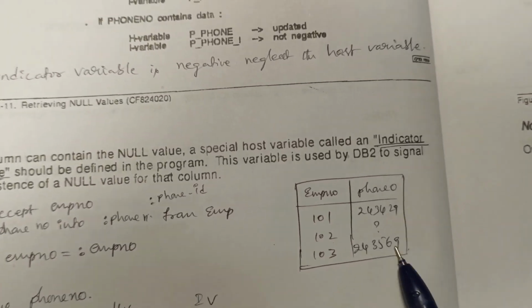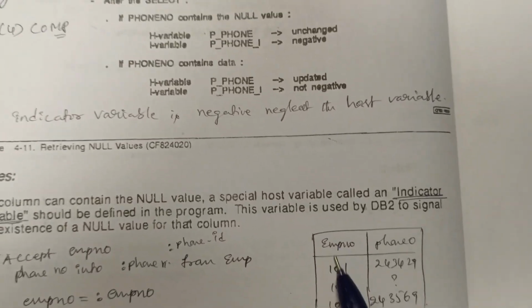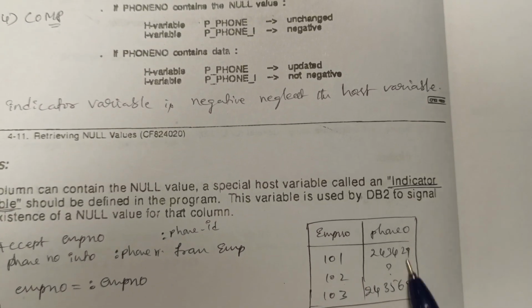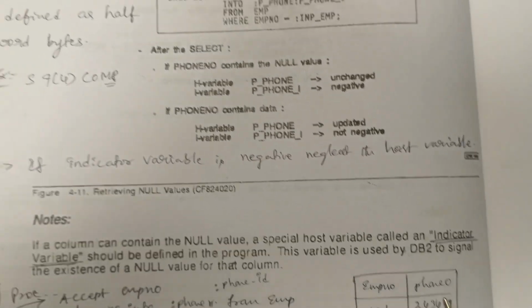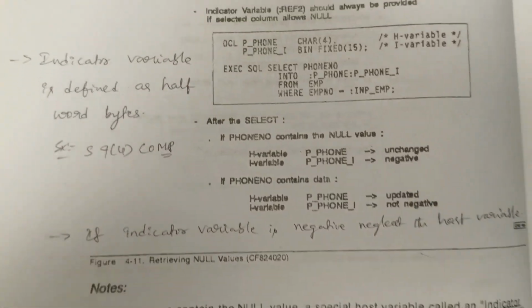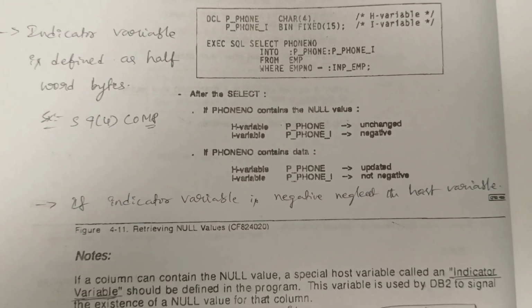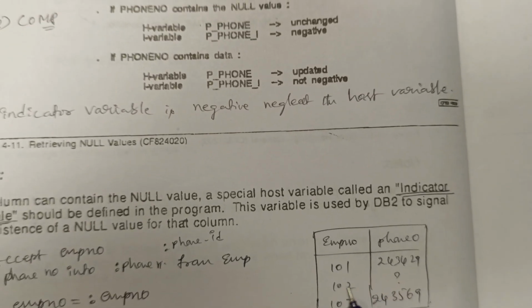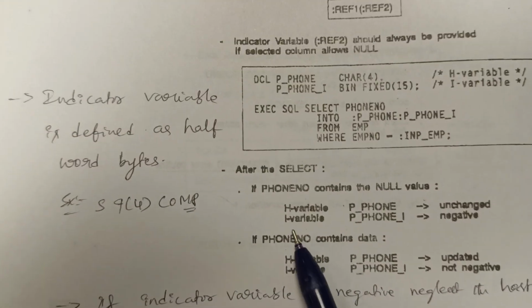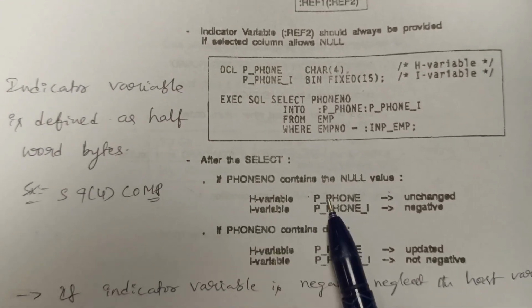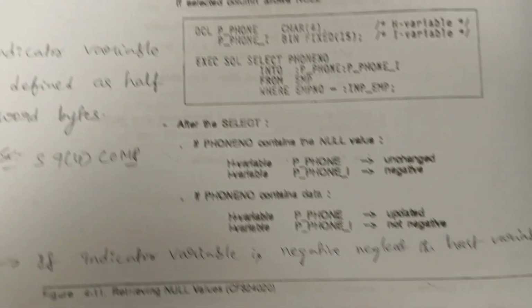This is for more understanding for you. I have given the employee number and the phone number, and I have given sample values here. Here my phone number having the null value means this is the null value. In the second row you can see this is the null value, an unknown number. What will the host variable have? The host variable can be unchanged, meaning the same value will be kept.